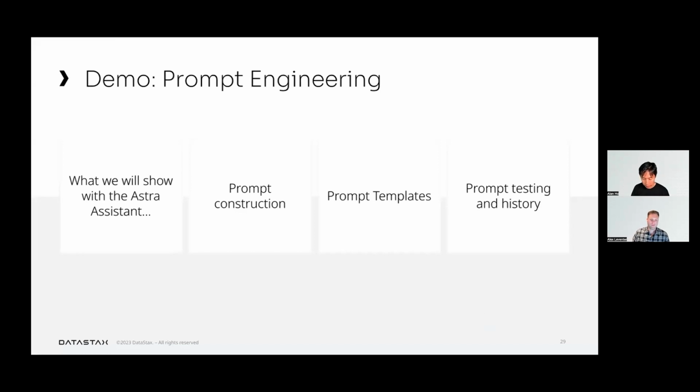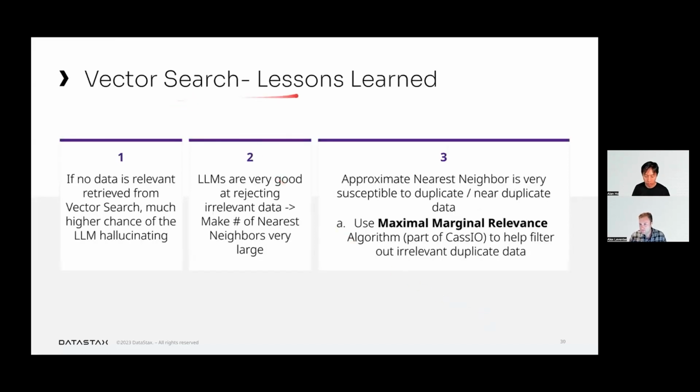So the first thing is vector search. What are the things that you really care about with the vector search? Number one is that if there's no relevant data coming back from your knowledge base, there's a very high probability that you're going to have a hallucination. And the other thing is that because LLMs are so good at rejecting irrelevant information, it's really a good idea to get as many nearest neighbors as possible, at least whatever would fit within the prompt.